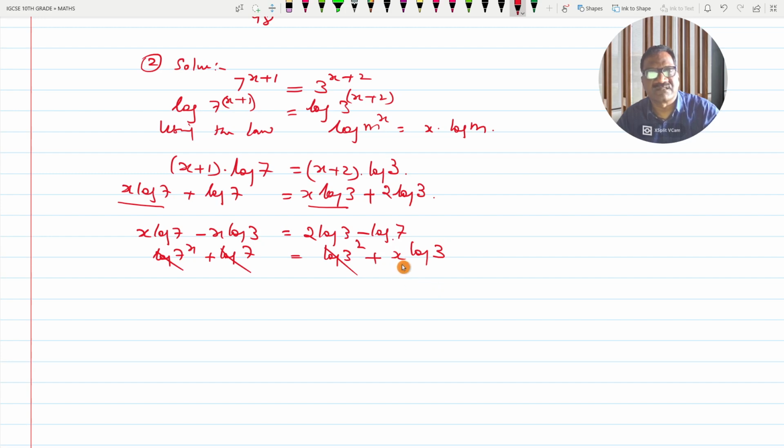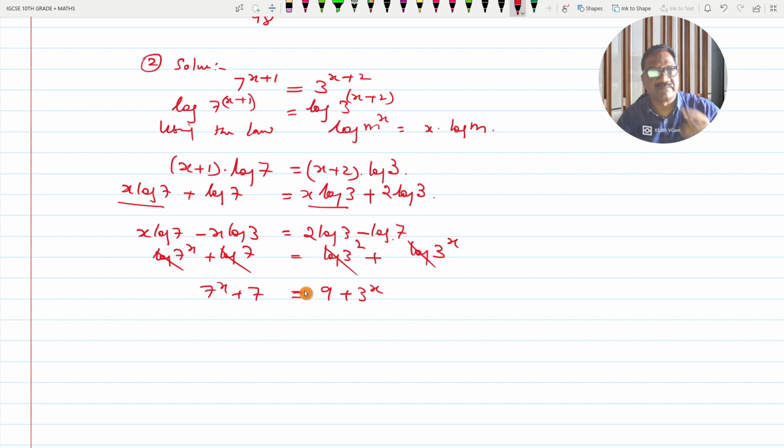Okay, now this x log 3, so for cutting, let me take this x over here. So this 3 to the x. Now all this log gets cut. So you will end up with 9 plus 3 raised to x equal to 7 raised to x plus 7.